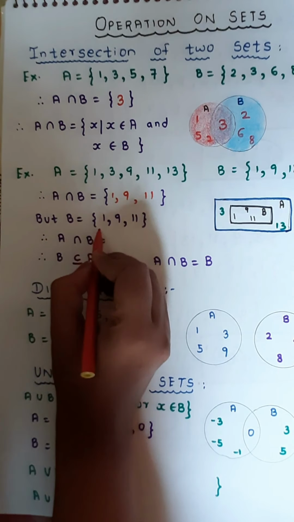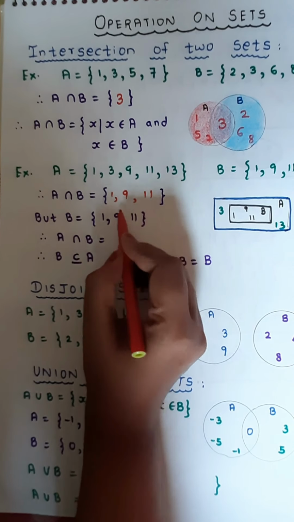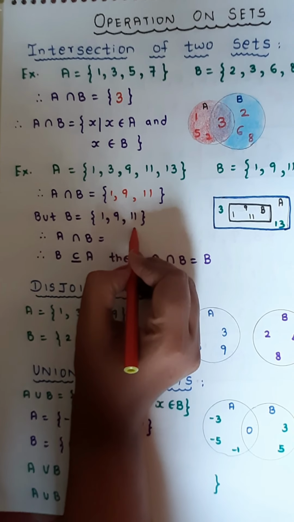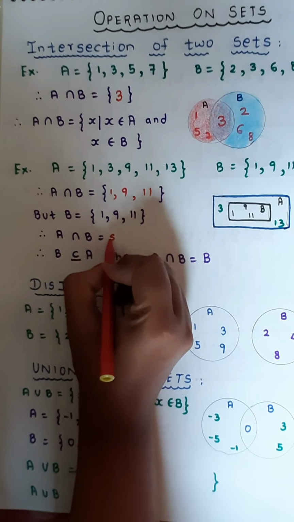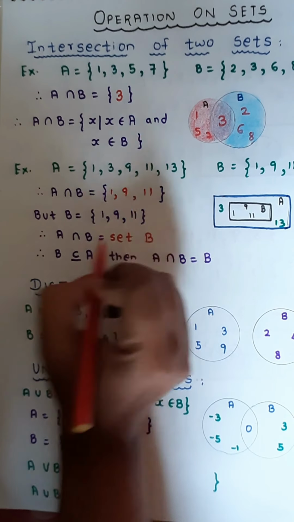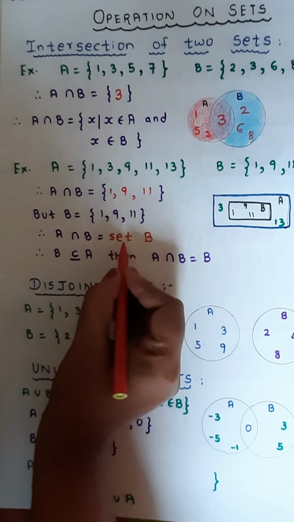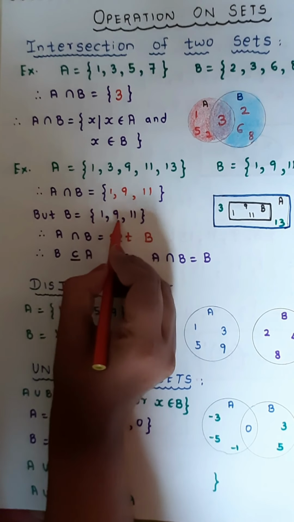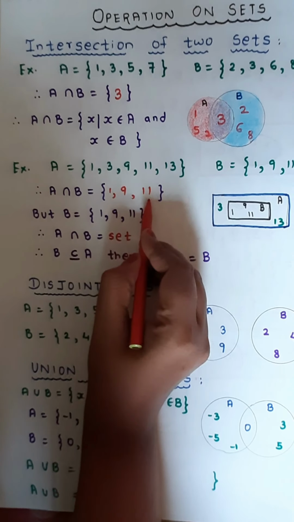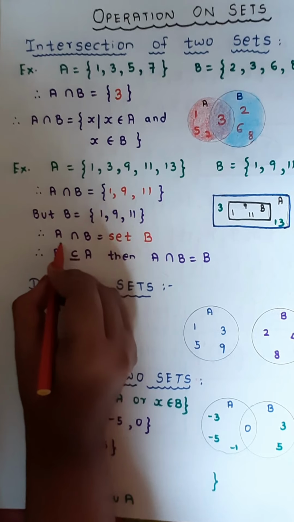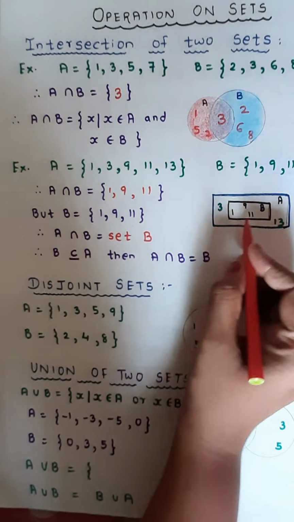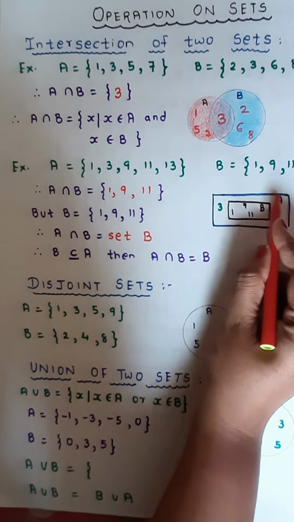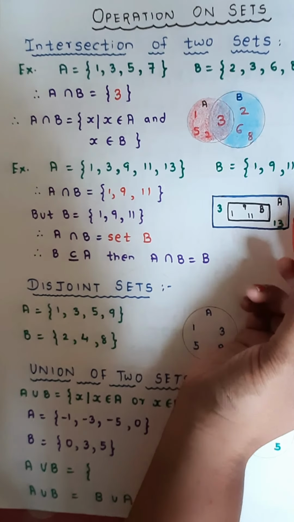But the set B is also the same. As you see, 1, 9, 11 and set B is also the same. So A intersection B is equal to set B, because the elements are the same. Consider the set B and consider A intersection B. So that means A intersection B is equal to set B. And can I say that the set B is a subset of A? Yes, I can clearly say.